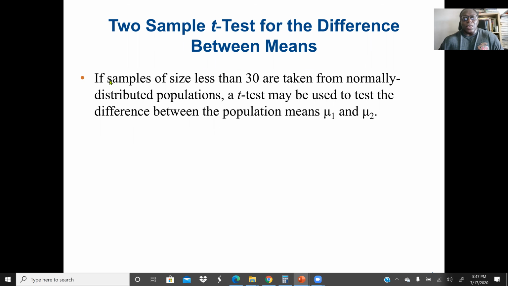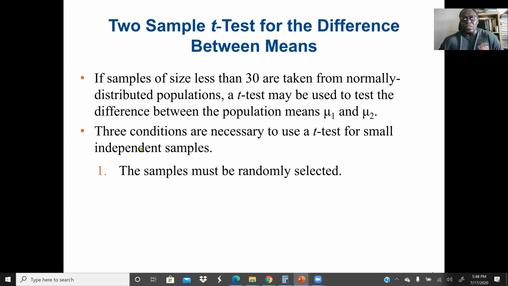If samples of size less than 30 are taken from a normally distributed population, we use a t-test. We use the t-test to test the difference between the population means mu1 and mu2. When the sample size is less than 30, we consider it a small sample, and the samples have to be independent. Then we can use the t-test to test our population means mu1 and mu2.